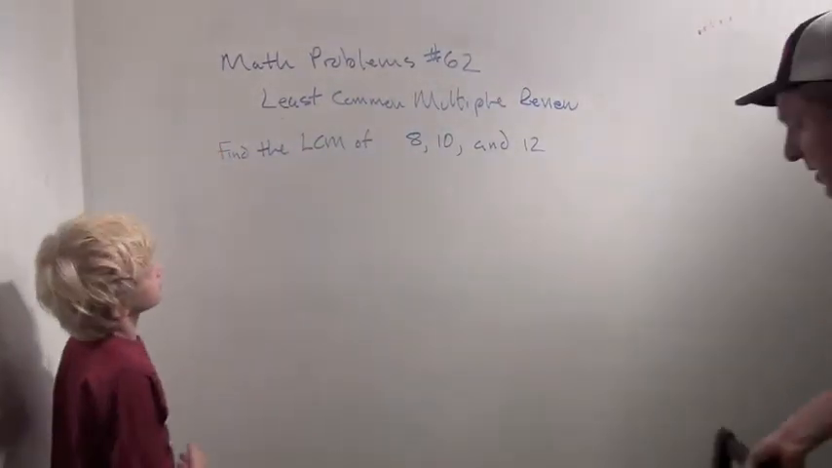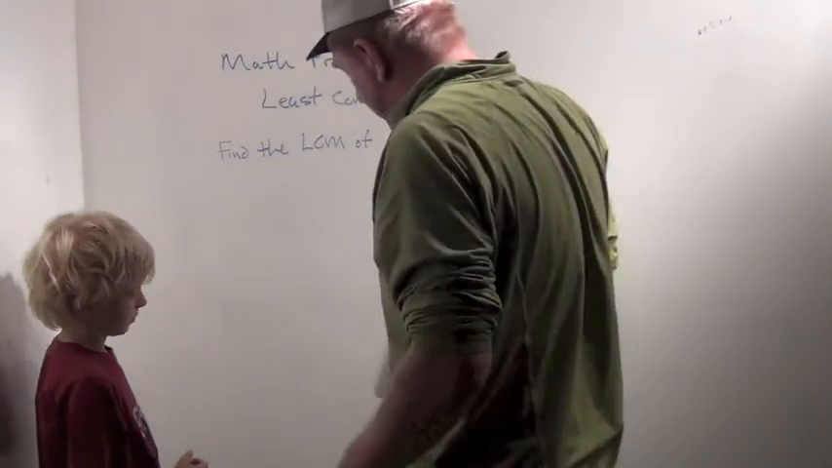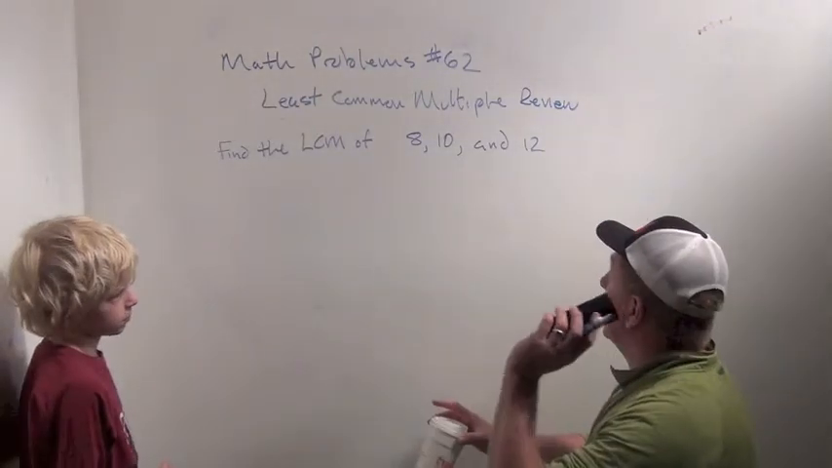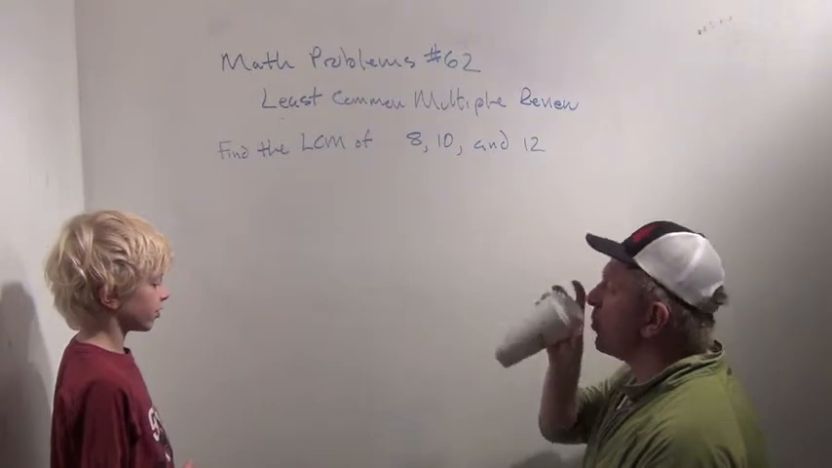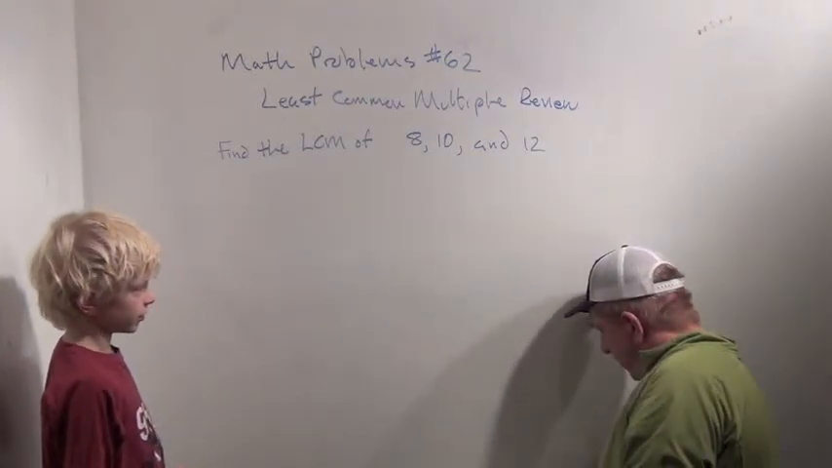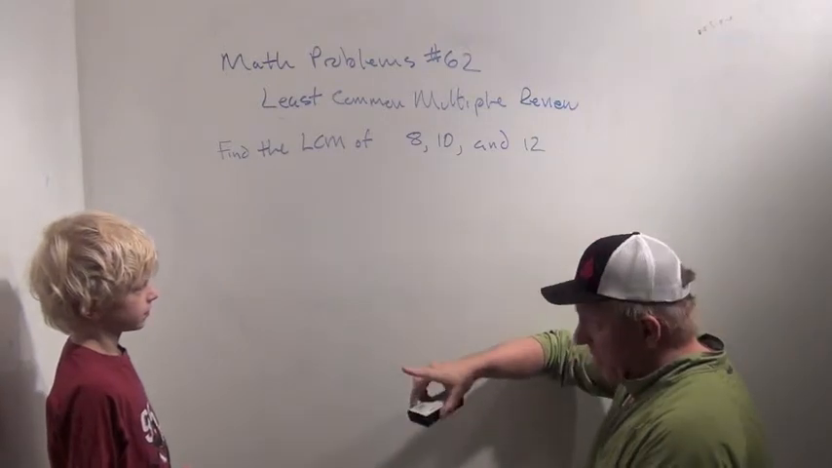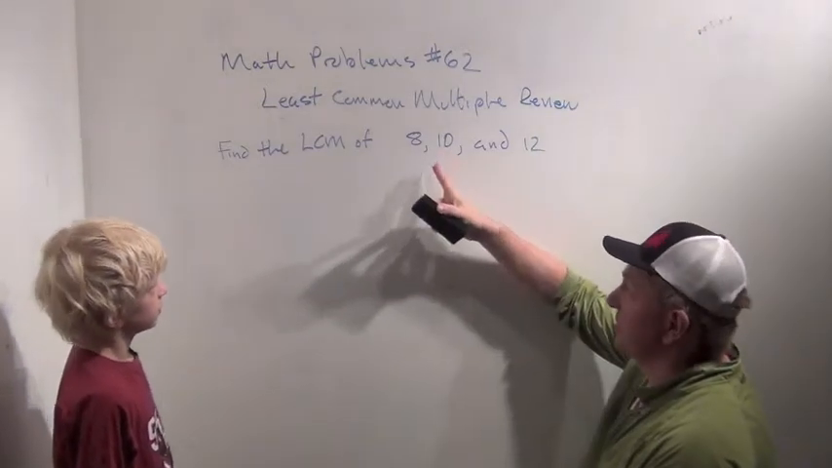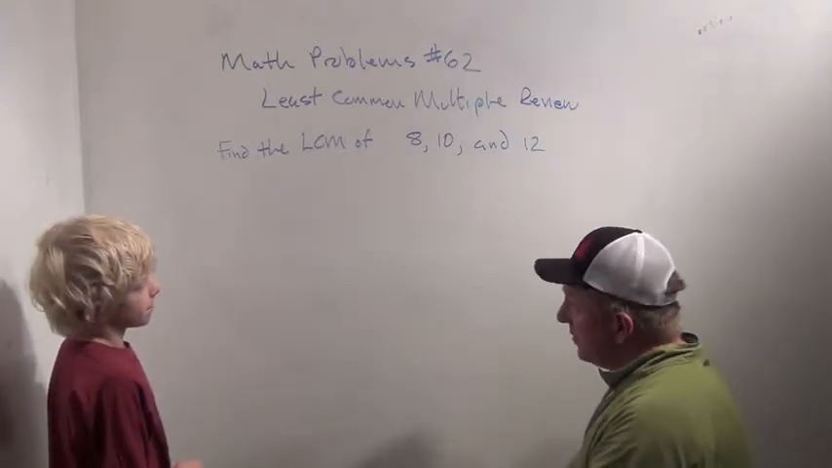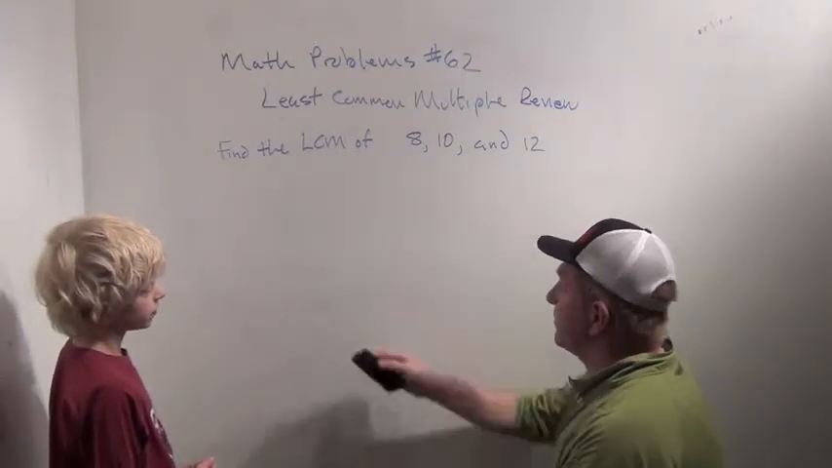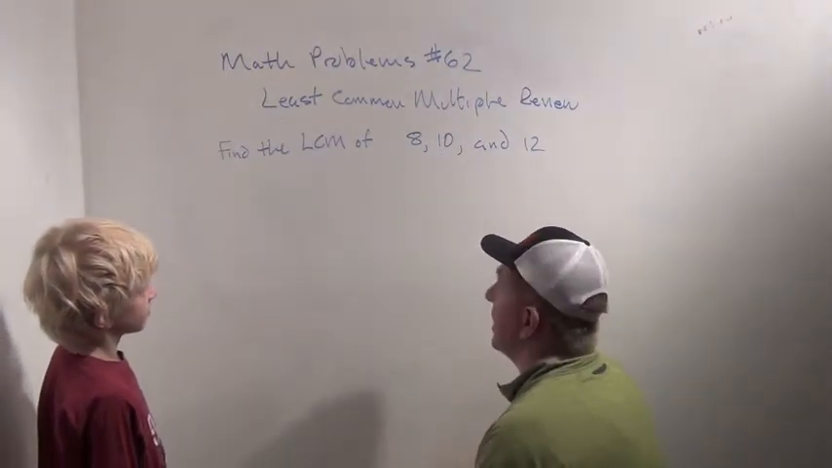Math Problems number 62. Okay, so we're continuing our review of least common multiple today. And what does least common multiple mean? It's the smallest number that both numbers go into. That's what we were doing this morning. We always did two numbers, but today we're going to do three numbers. So it's going to be the smallest number that all of the numbers go into. So first, why don't we just write down some multiples and see what happens.